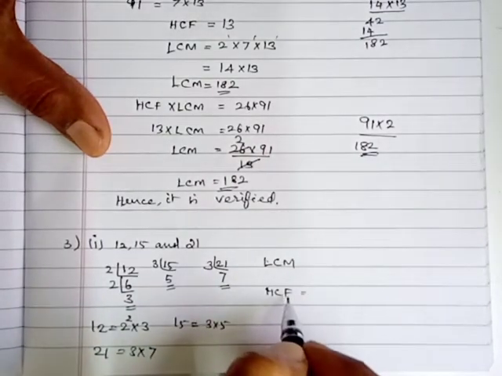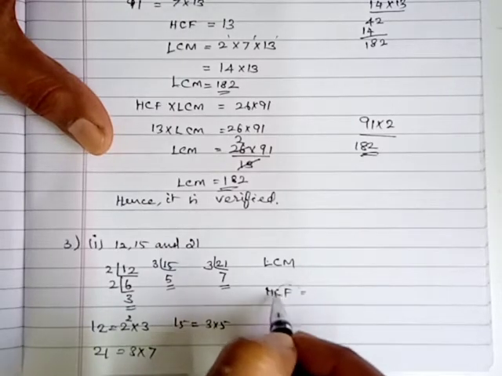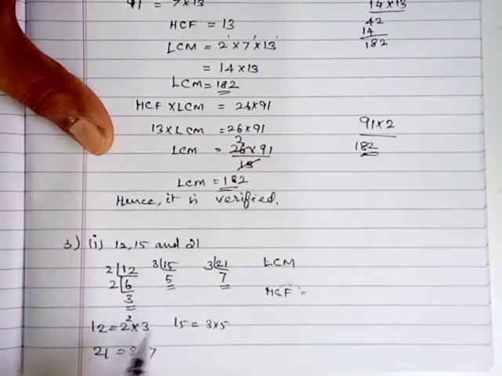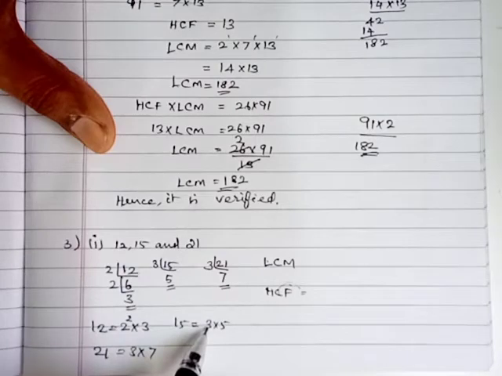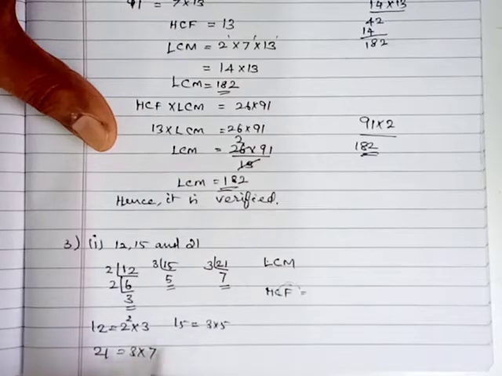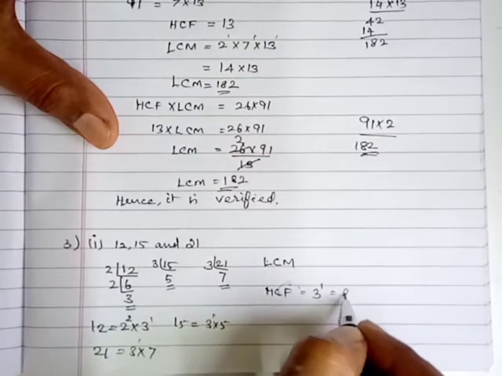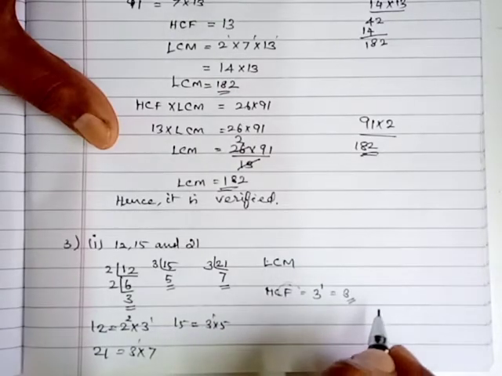For HCF we will take the common factors. What are the common factors in these three numbers? We have 2 here, we don't have 2 here, we don't have 2 here. We have 3 in all three, and you have to note that for the powers of 3, you should take the least power. We have 3 power 1 in all three, so we take that for HCF. 3 power 1, that is 3, is the HCF for those three numbers.